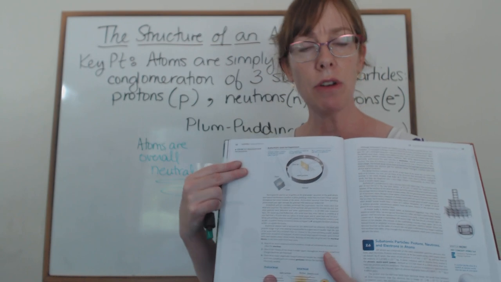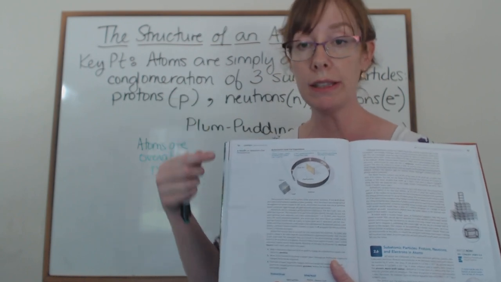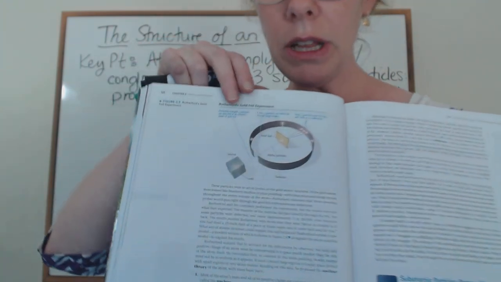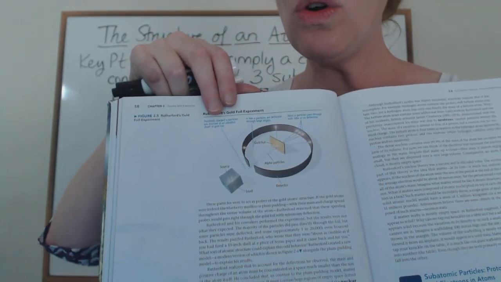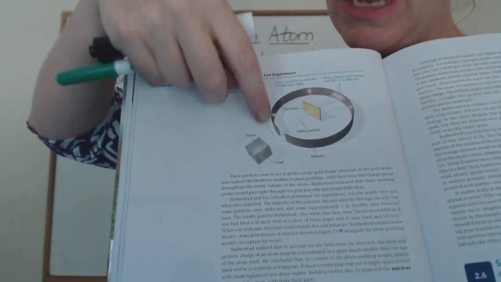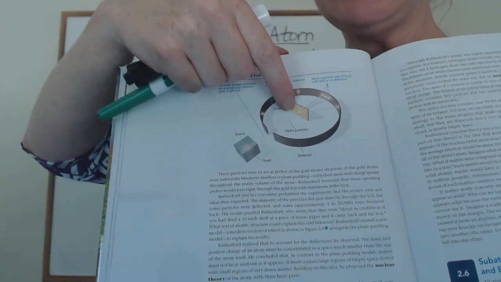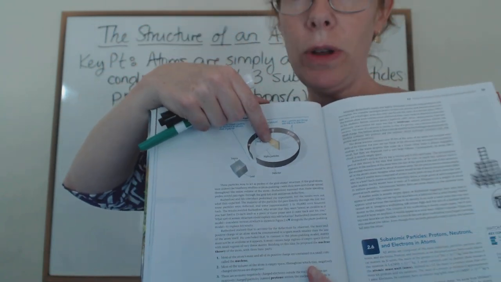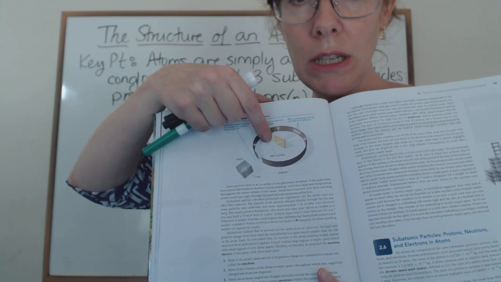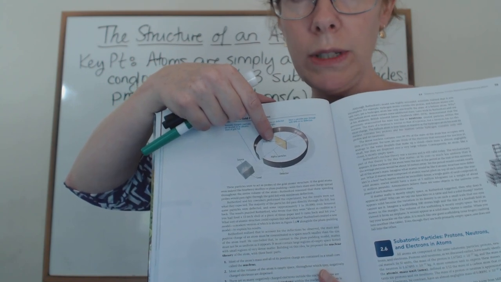I think maybe it was his graduate student, but Ernest Rutherford, who worked for him, was trying to actually prove this model. And he did a really cool experiment called the gold foil experiment. Let me see if I can just explain this here. He had a piece of gold foil, which is essentially, think aluminum foil, but instead of aluminum atoms, gold atoms. So this foil is just billions of gold atoms.